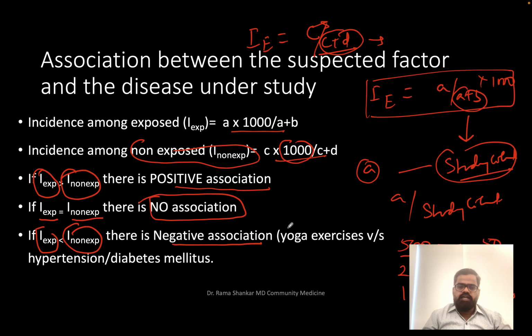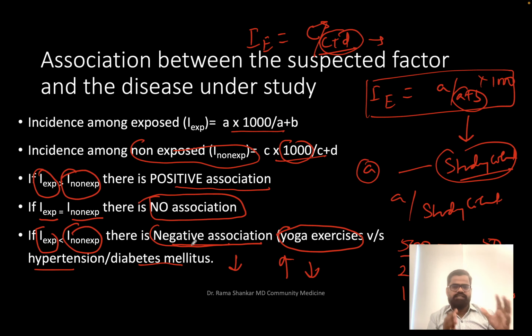You can think of it this way: as you increase yoga and exercise, hypertension and diabetes conditions decrease, and morbidity reduces. So one is increasing, the other is decreasing. So there is a negative association. So when we calculate incidence in the exposed group and non-exposed group and try to identify the association, this is the way we can do it. If the exposed group incidence is more than non-exposed, positive association. If incidence in exposed is equal to incidence in non-exposed, there is no influence of the suspected factor, so it is no association. If incidence in the exposed group is less than in non-exposed, then definitely there is a negative association.